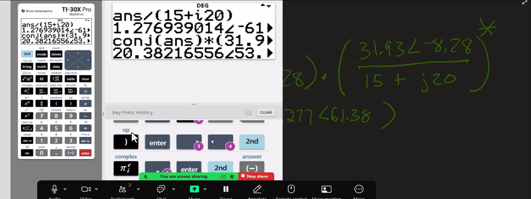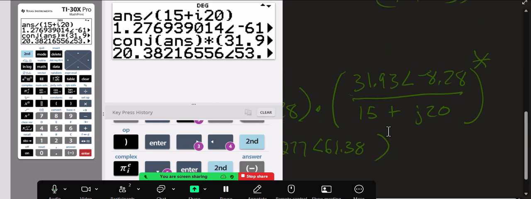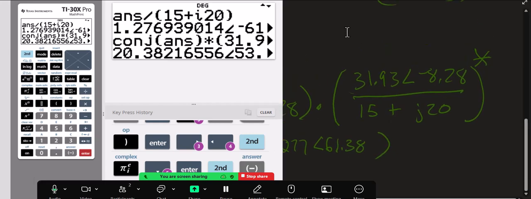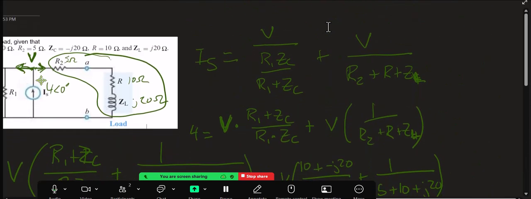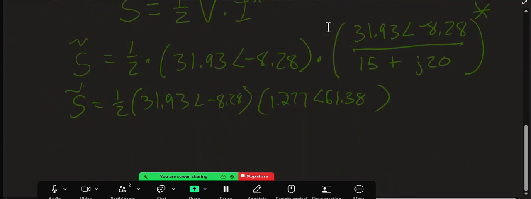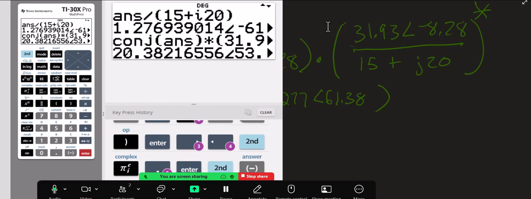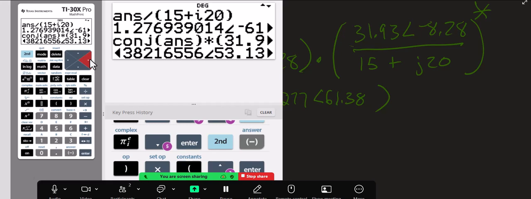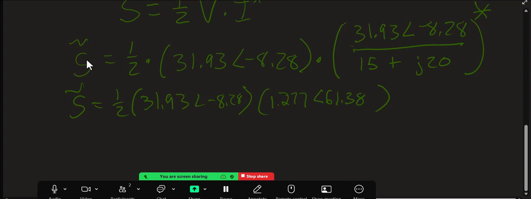Oh, do y'all see where I messed up? Do y'all know what I found? I found an answer. I didn't find the answer to the question though. I found the power through the whole part over there, right? So with that, let's see what we got. 20.38 angle 53.13.